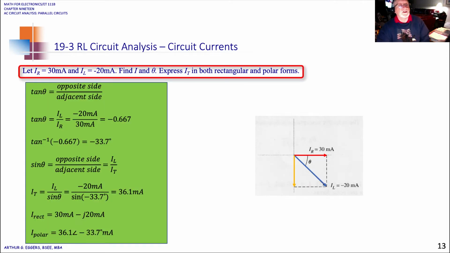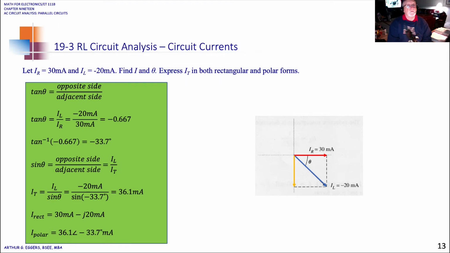So looking at an example, let the current through the resistor I sub R equal 30 milliamps and the current through the inductor equal minus 20 milliamps. Find the total current and the phase angle, and express the total current in both rectangular and polar forms. In this case, we're going to start with the definition of the tangent. Tangent theta is equal to the opposite over the adjacent.